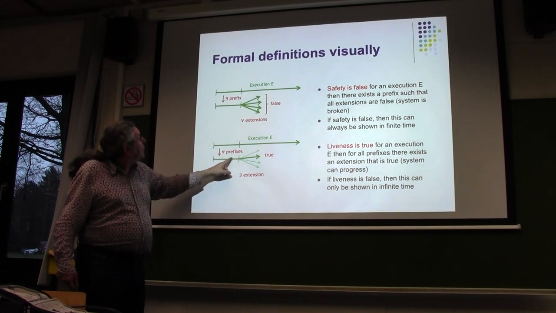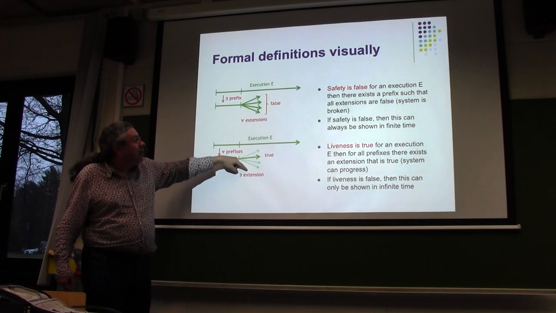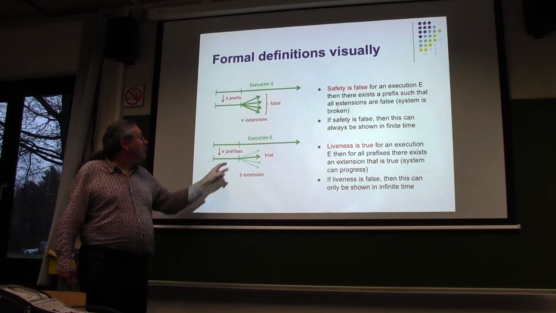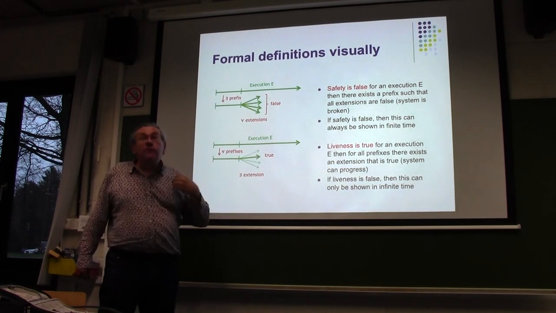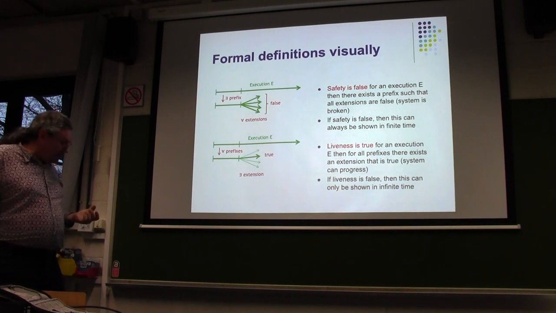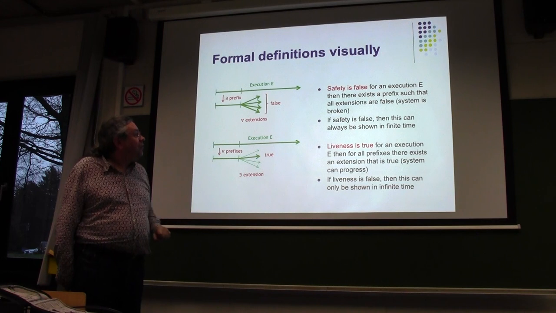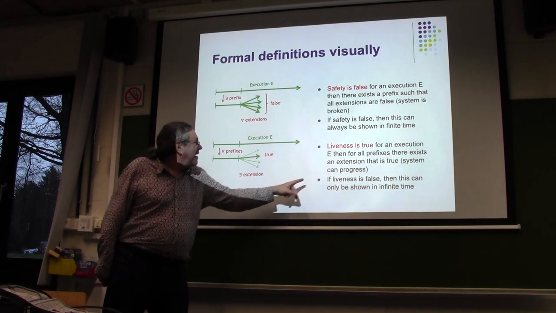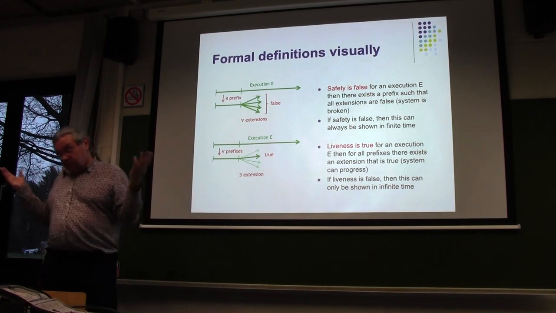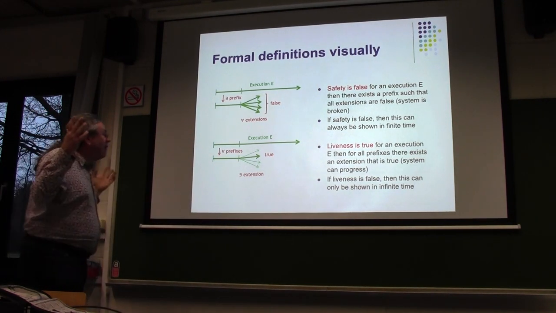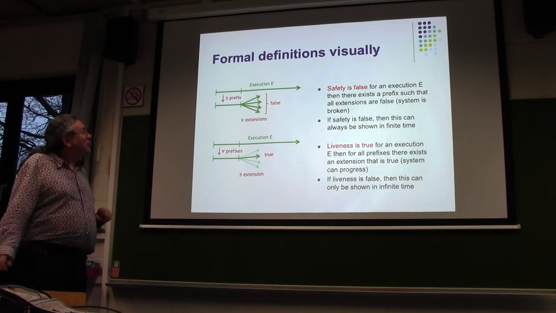For all prefixes, not just to exist, for all prefixes, I can find at least one way to make it true, to go forward. Okay? That means there's always a way to advance. The system will not block my advance. If liveness is false, you can only show that in infinite time, because in any finite time, if it doesn't happen, it might happen later. We don't know. The only way to show liveness is false is to look at the whole execution.